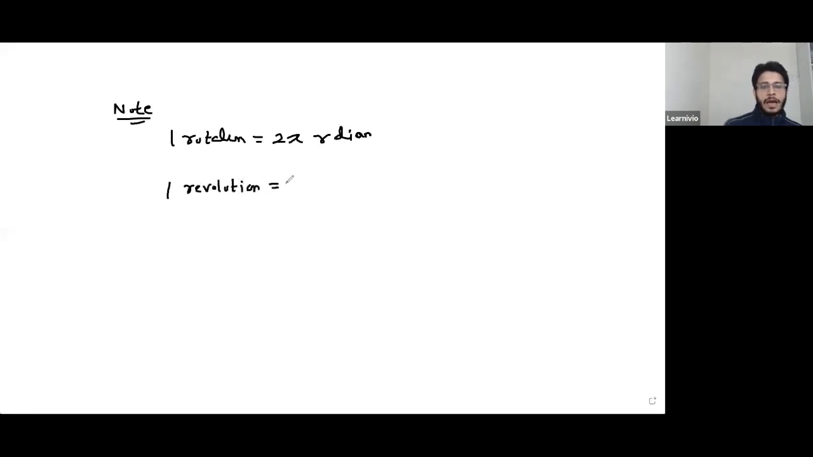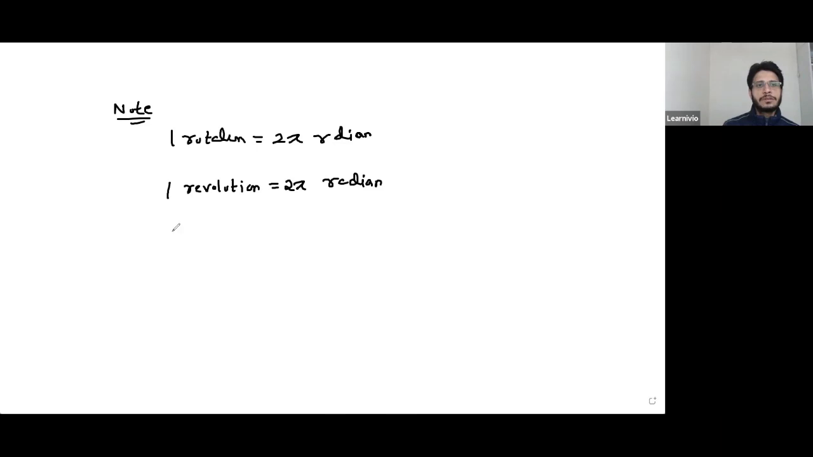Just one more numerical. Remember one thing. One rotation is basically 2 pi radian. If a body takes one complete rotation, then the angle that it covers is 2 pi radian. In SI units, we don't measure angle in degrees. We don't write 360 degrees. Instead, we write 2 pi radian. Similarly, the angle corresponding to one revolution is 2 pi radian.